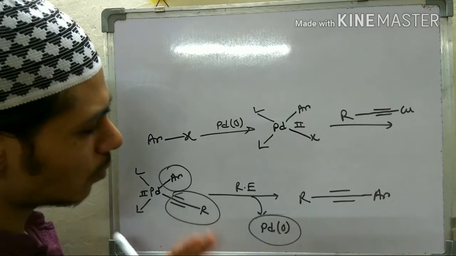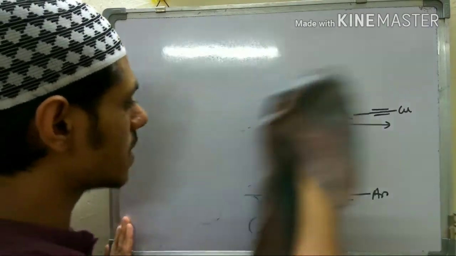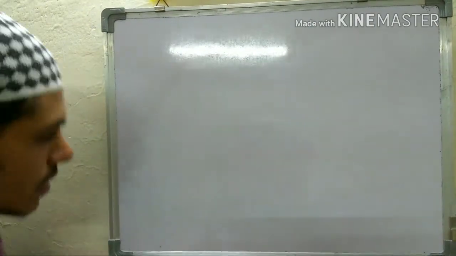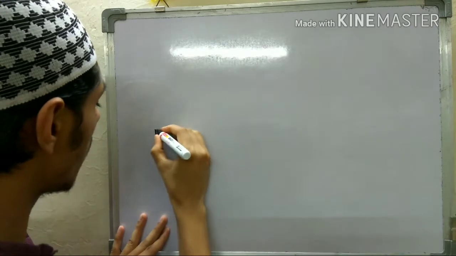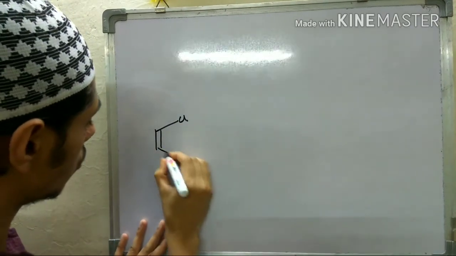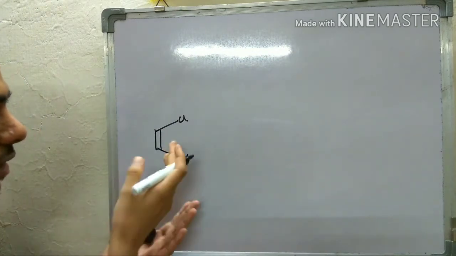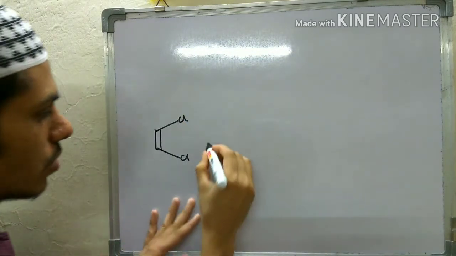Now if I talk about the stereoselectivity or the stereospecificity of the reaction, that is very important. Let's say you have these two substrates where you have chlorine, the two chlorines of this vinyl chloride or vinyl halide, these two chlorines are cis to each other.